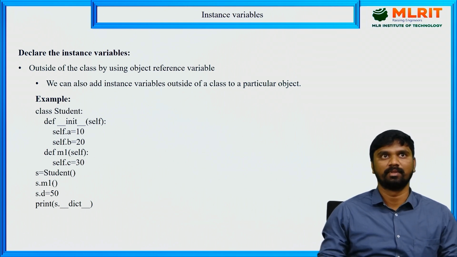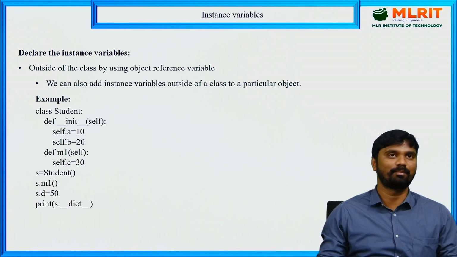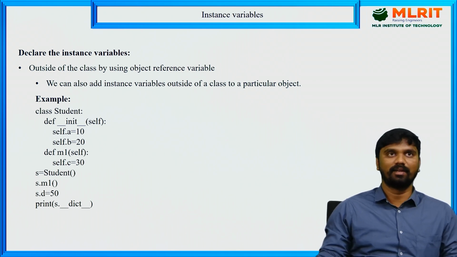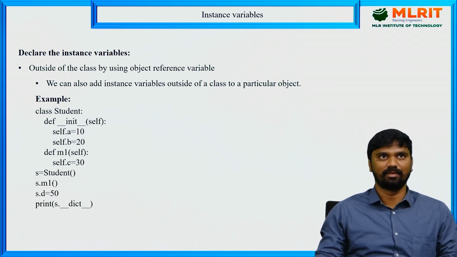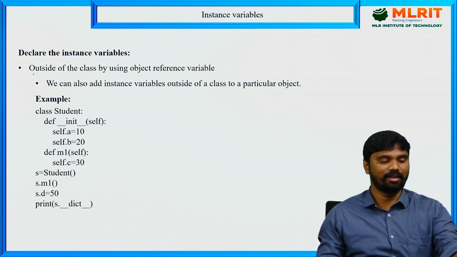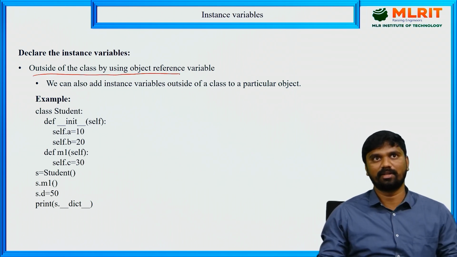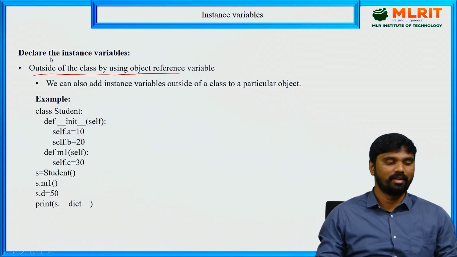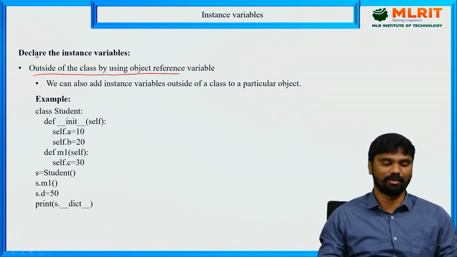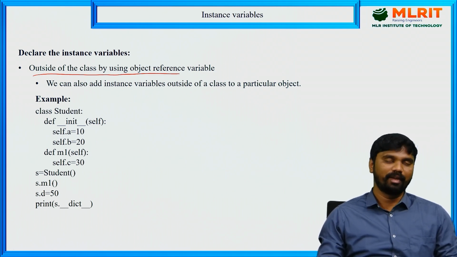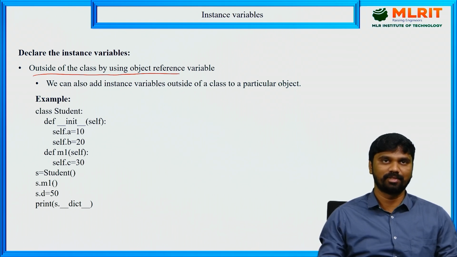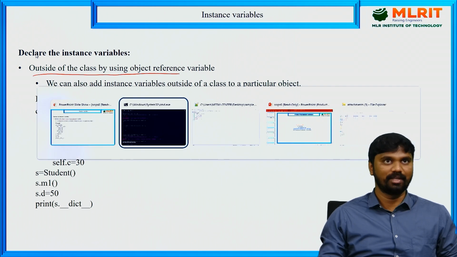Now there is another place where we can declare instance variables: outside of the class, by using an object reference variable. So we can also add instance variables to that object from outside of the class. Let me show an example.